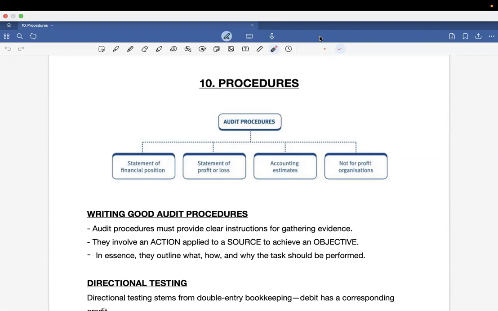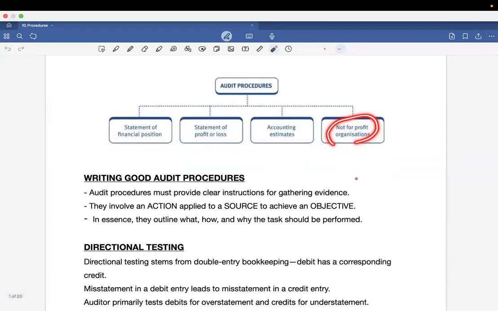So the next chapter is procedures. Procedures are what we do in order to ensure that whatever the client has given us is true and fair. So we do procedures upon the balances in the SOFP. We do procedures on the figures of SOPL. We do procedures upon the estimates that the client has calculated upon certain figures. We also do procedures for not-for-profit organizations as well.